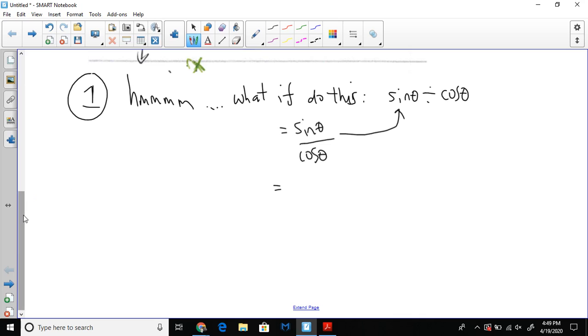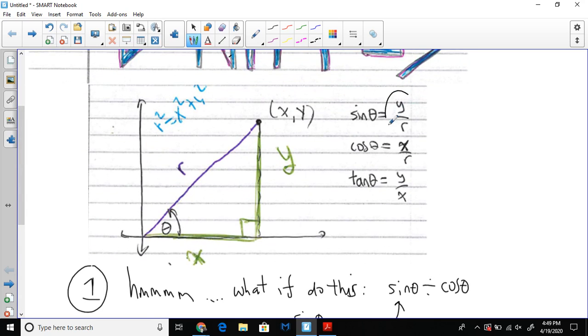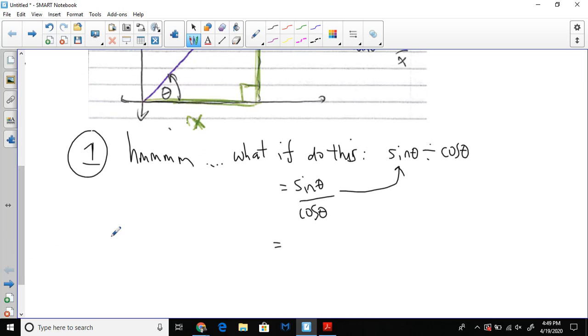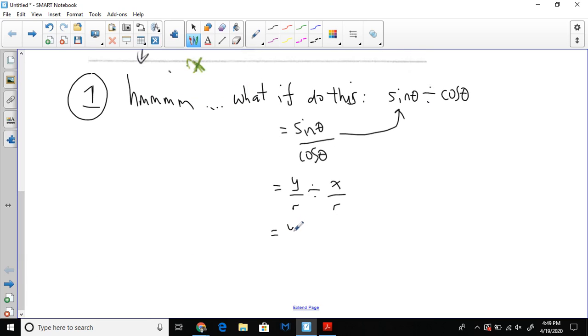So what is sine theta? If I go up to my picture, sine theta is y over r. And what's cos of theta? It's just x over r. So I plug in those values: y over r divided by x over r. If I remember how to divide fractions, this becomes y over r times r over x, and then the r's cancel, and I'm left with y over x.